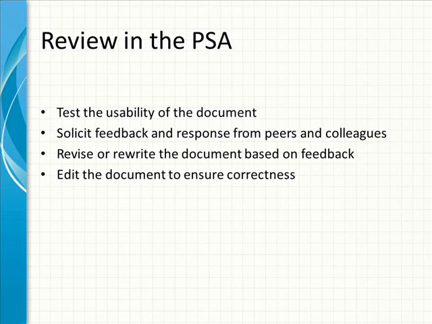The review, or fourth step of the PSA, is a very important step because this is where you test to see how usable or user-friendly your document is. This can only be done by getting feedback from people, such as peers and colleagues who might have to use a similar document. After you get feedback, modify your document to make it better based on the feedback. Last, read the document again and make sure that there are no grammar or spelling errors.